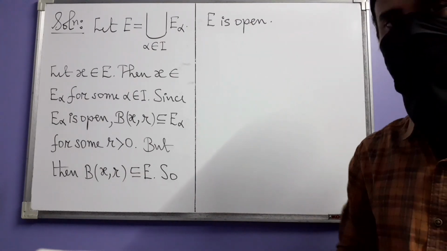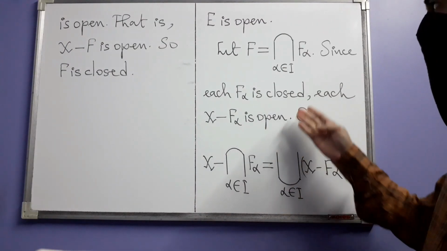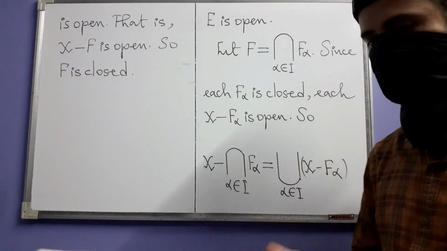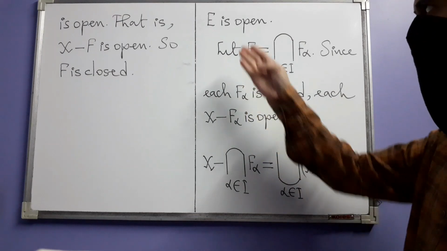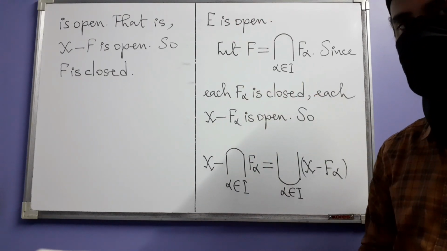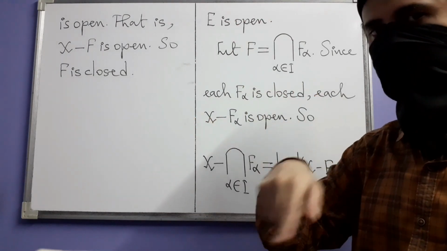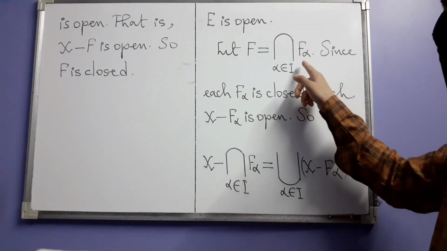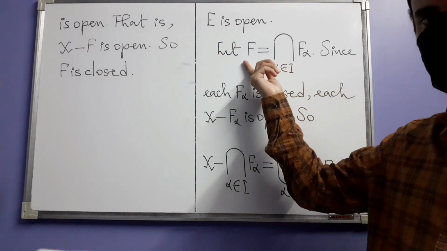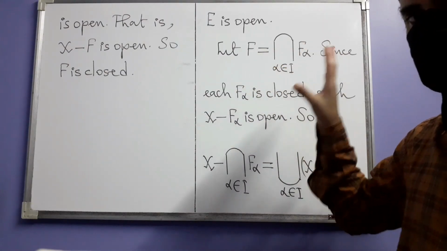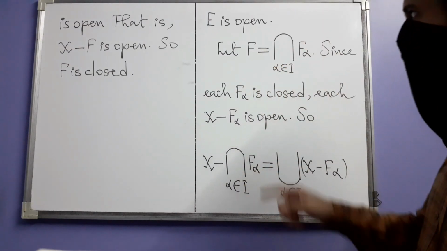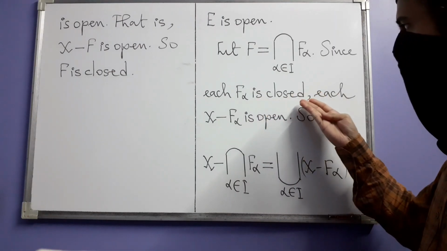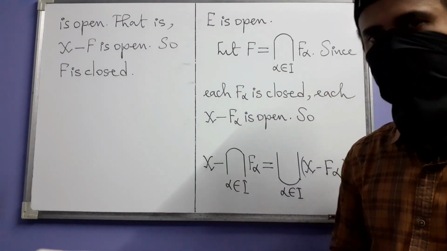This second part involving the closed sets F alpha, we do not use elements or anything. We are going to use the previous part, where we proved that the union of all the E alphas is open. So this time also we give some name to the intersection. This time we are considering the intersection of all the F alphas. Let's call it F.